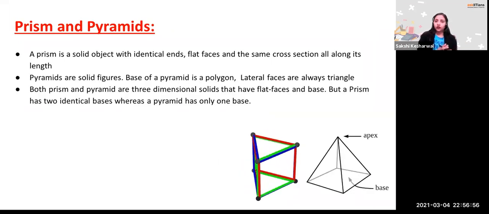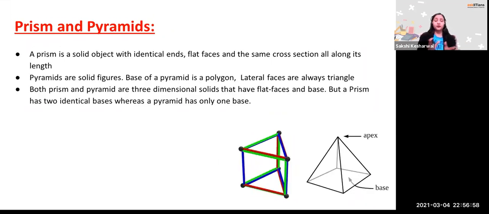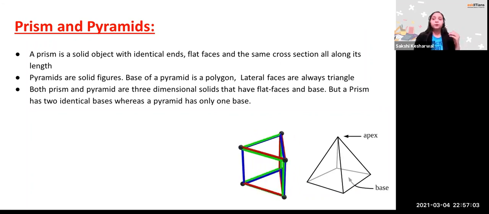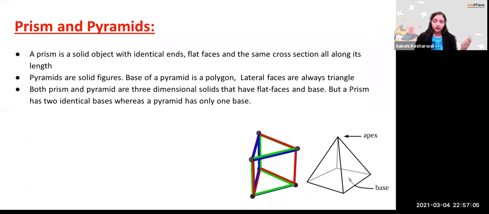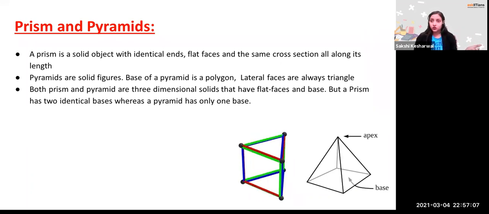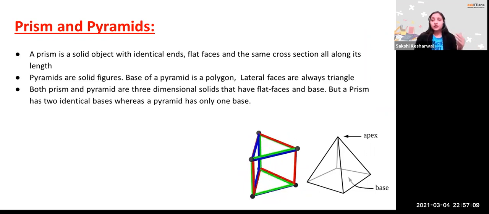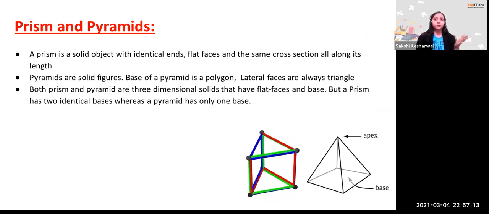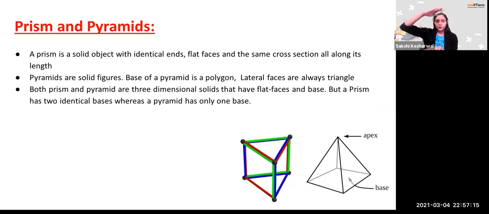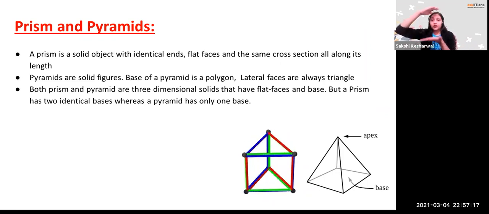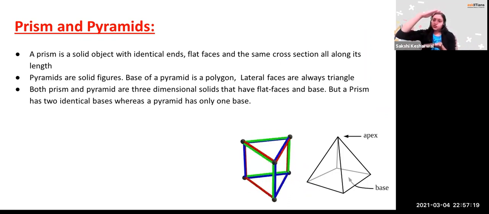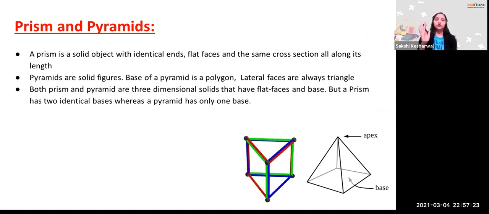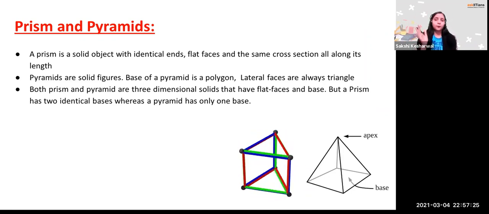So let's start. What are the prism and what are the pyramids, right? Prism, we have already studied. Prism is a three-dimensional polyhedron. We have studied this in class 8 in the chapter visualizing solid shapes, right? So what is a prism? It's a three-dimensional figure, or a polyhedron. Here we see that the top and the bottom are two congruent figures, always, and the side faces are always a parallelogram or a rectangle, right?